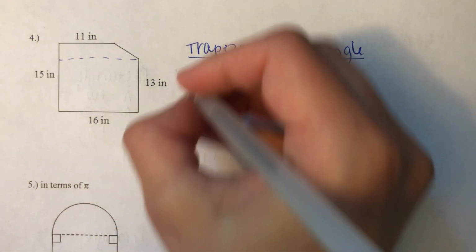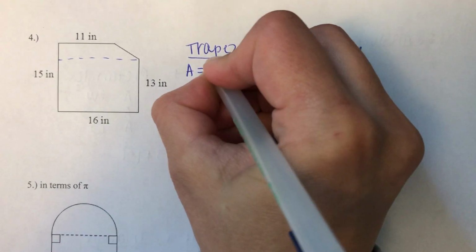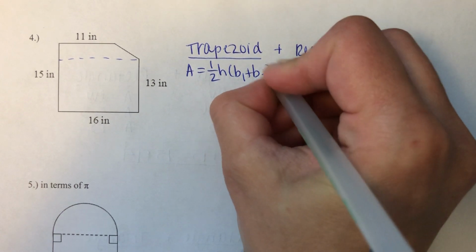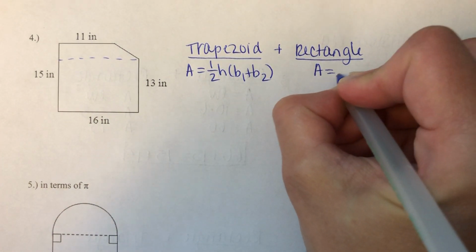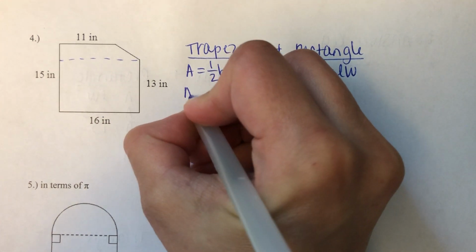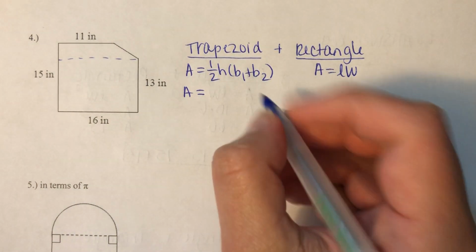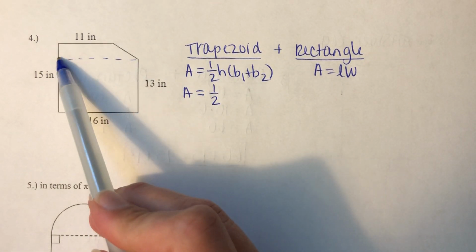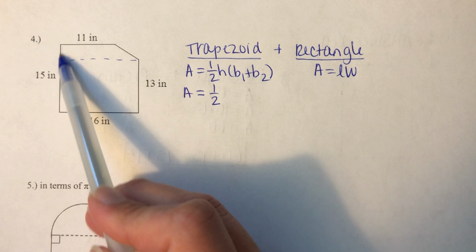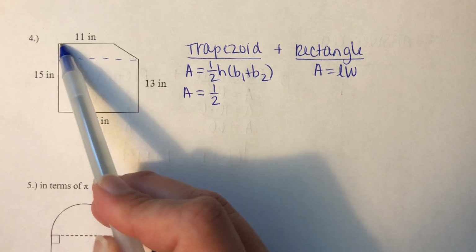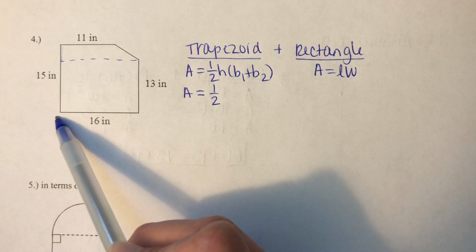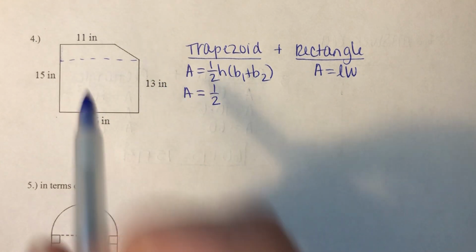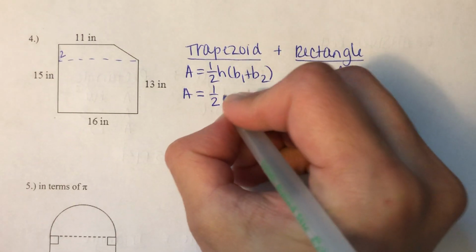Gonna go grab those area formulas. For trapezoid, it's that long one, 1/2 height, base 1 plus base 2. And the rectangle is length times width. All right, let's start with the trapezoid here. Bring down that 1/2. How tall my trapezoid is, is just this little piece. I don't see it again. But if this whole thing is 15, and this piece is 13, 15 minus 13 means that little height must be 2.